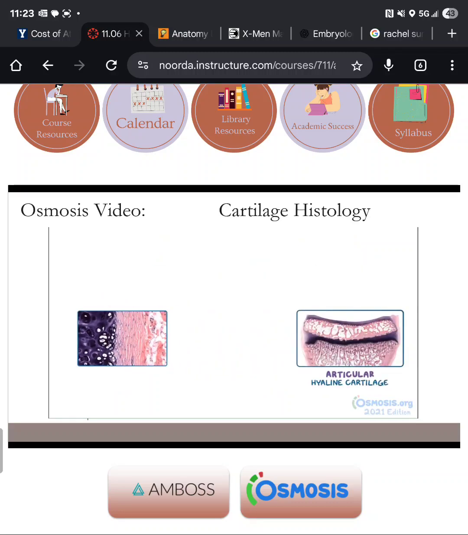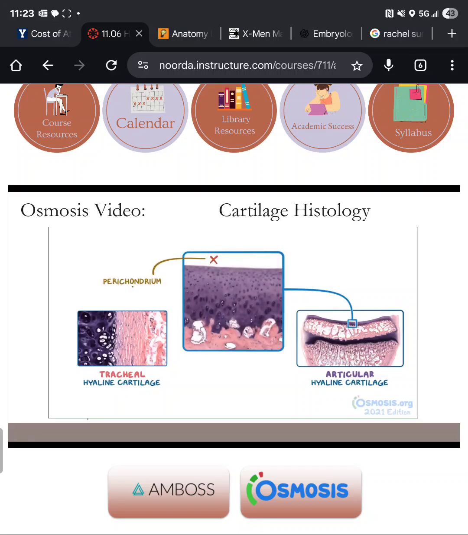Although articular hyaline cartilage is very similar to tracheal hyaline cartilage, a key difference between them is that articular cartilage does not have a perichondrium of connective tissue surrounding it. The lack of perichondrium ends up limiting the articular cartilage's ability to grow.